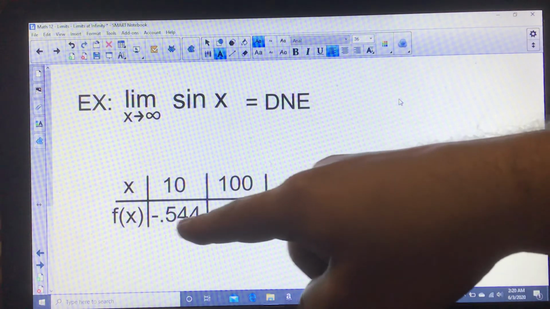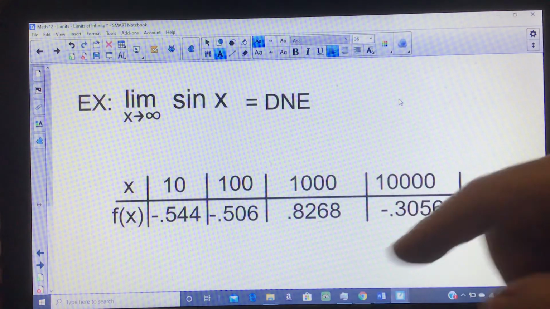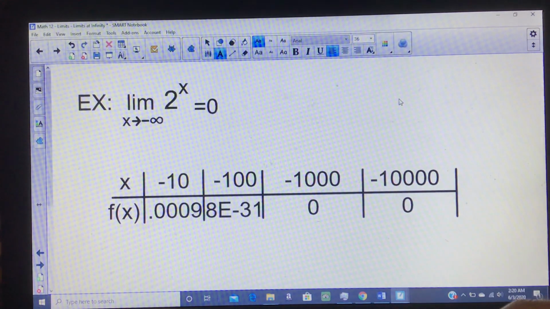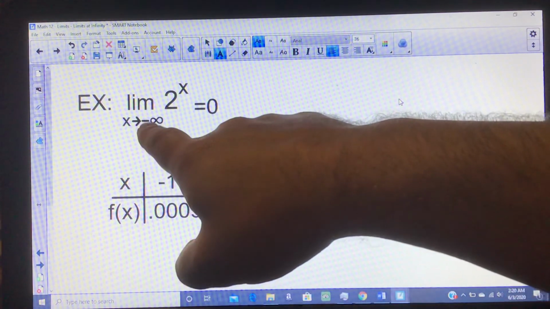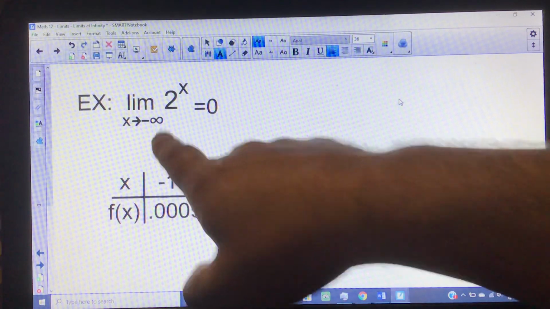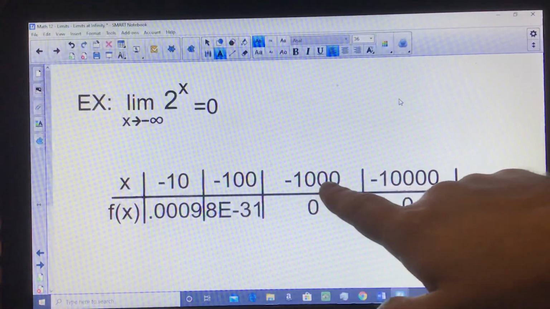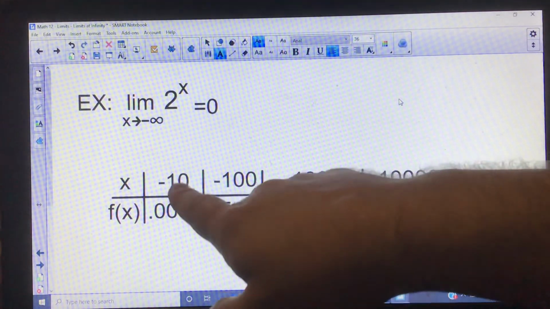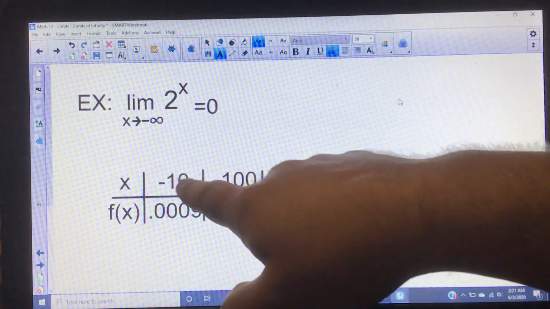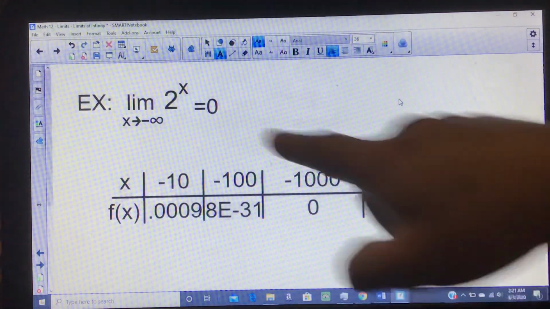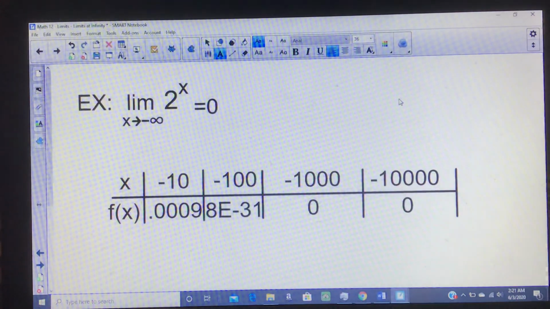All right, and another way that things could also not exist, because sine bounces back and forth. Remember, if anything starts becoming infinity or negative infinity, so I'll just go back briefly and talk about this. This went toward negative infinity. If you actually did this for positive infinity, if you did positive 10, positive 100, positive 1,000, and so on, you'd find these numbers getting super large.